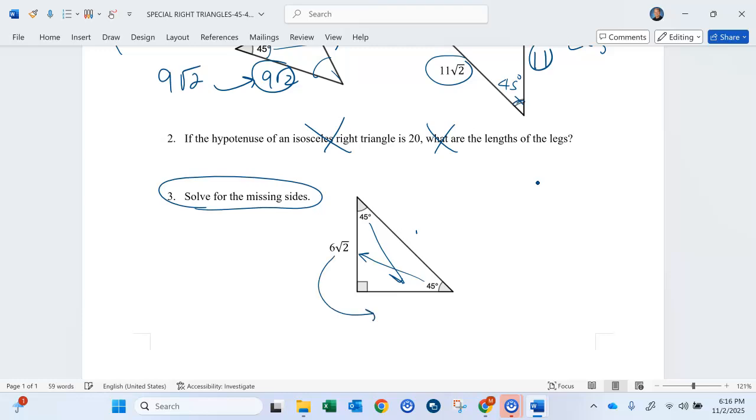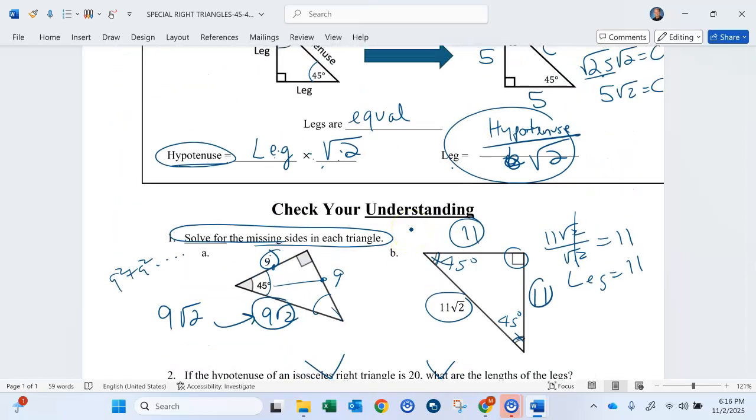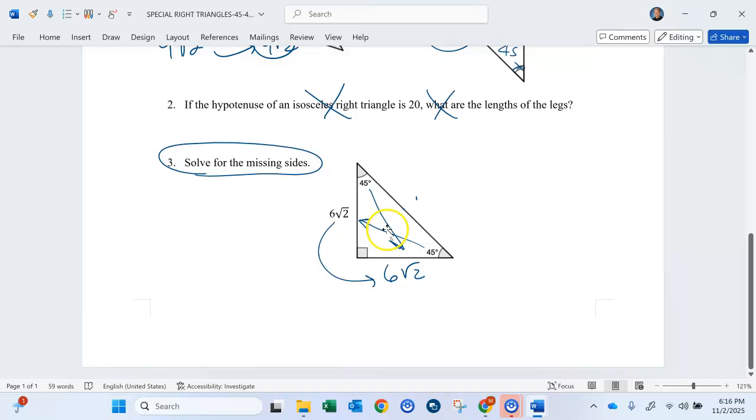So we know that this is automatically 6 root 2. So what's the hypotenuse? Well, again, we're going to use this over here, right? So leg, 6 root 2, and again, times root 2. Okay, well, here's the thing to know about it. If you have, and this is important, if you have root x times root x, that is equal to x.